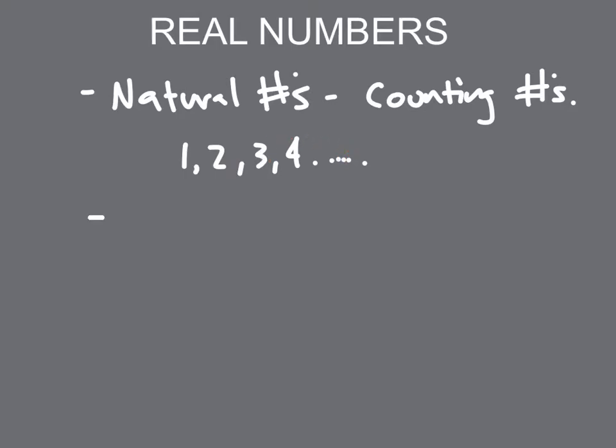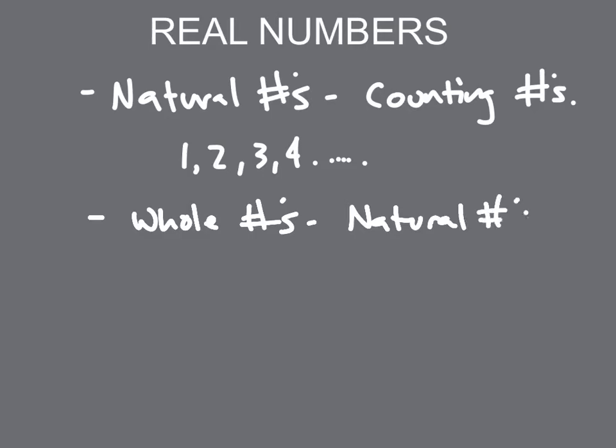Now the next set of numbers is the whole numbers. The whole numbers are your natural numbers, so that group of numbers, and 0. If I write this out, I would write 0, 1, 2, 3, 4, and so on. So if I say a whole number, I know that that's going to include 0.